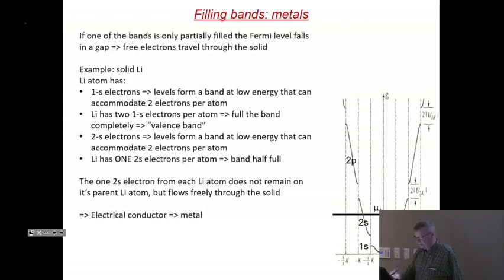I understand lithium. And then it has one 2s electron. So it fills the next band only halfway. So now the electrochemical potential comes here. And these electrons here are free to move. And so this now becomes a metal, because this band is not filled.